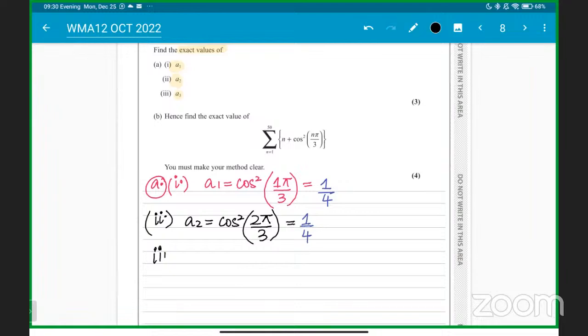And the third one will be, hello, are you there with me? So A3 will be cos squared 3 pi over 3, right? So cos squared 3 pi over 3 will be, I think, 1. Because pi will always be 1, right? Cos pi. So 3 and 3 cancel out.